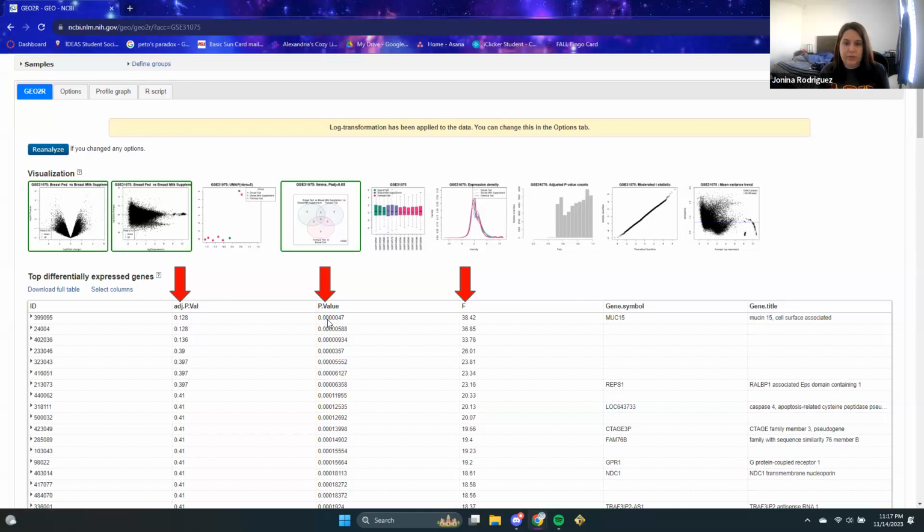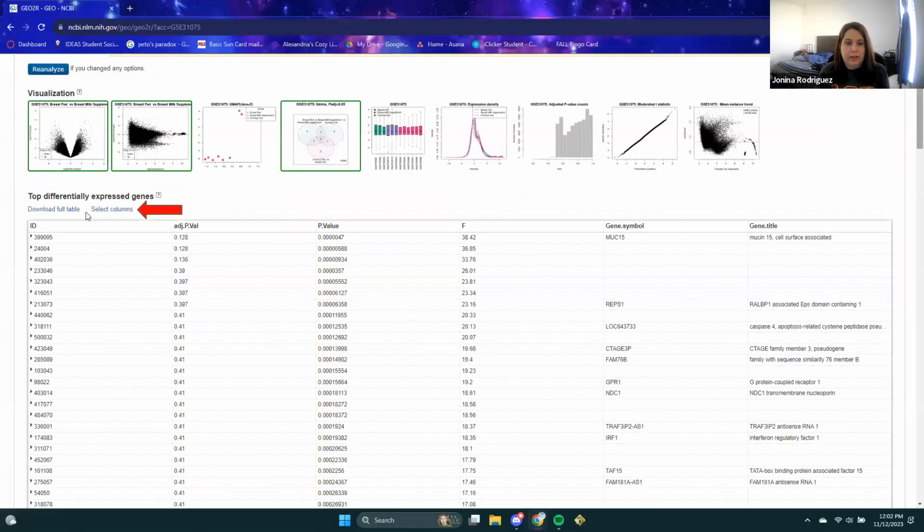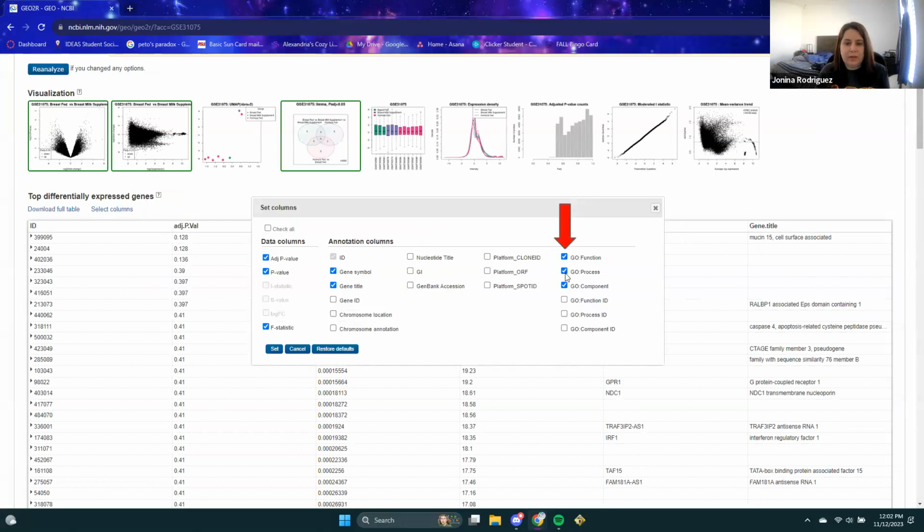Whereas you can see the p-values for each of these gene expressions are very low. Another thing that we want to do is click this little thing that says select columns, because once we do that, we're going to be able to select these functions right here: the GO function, the GO process, and the GO component. And then once you select that, you're going to hit set.